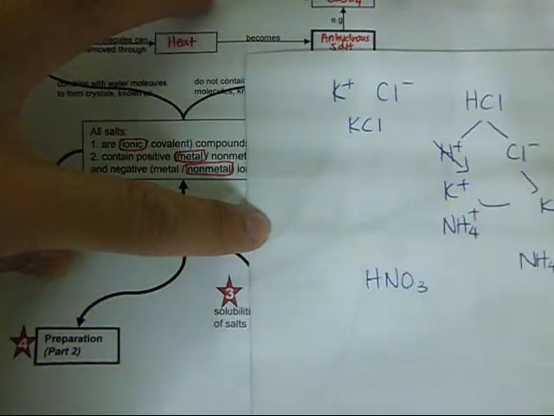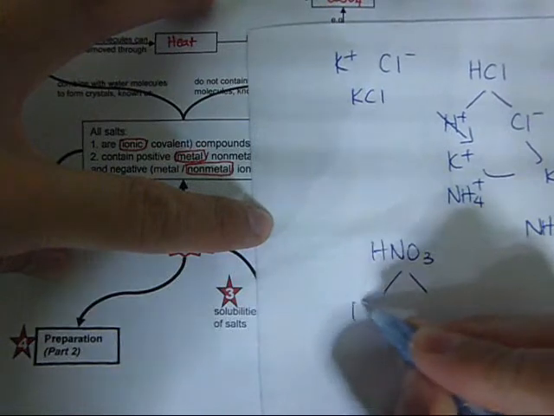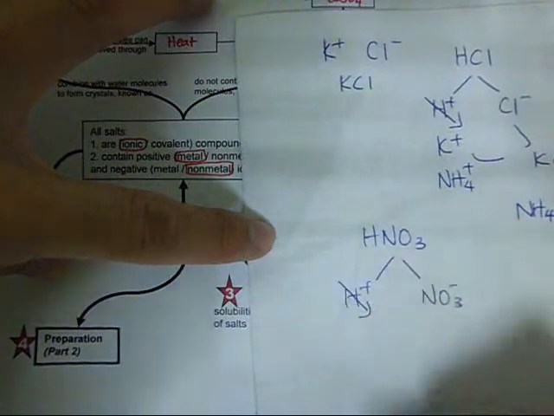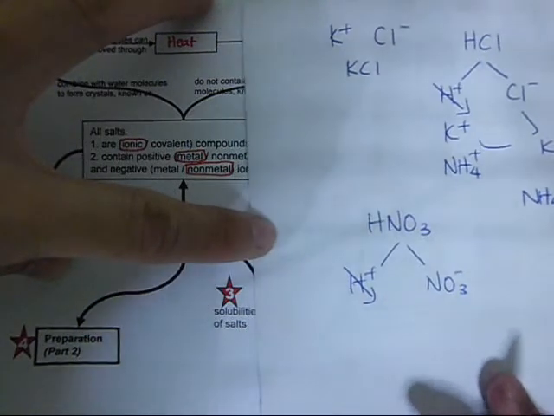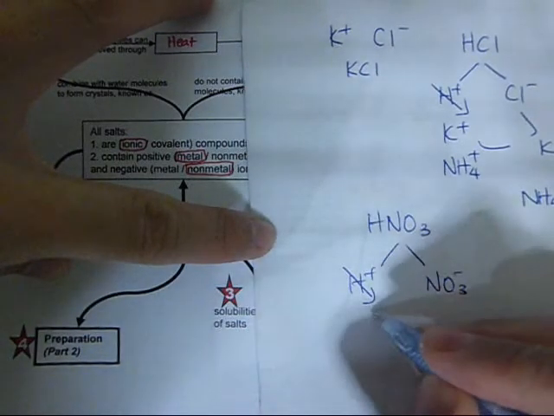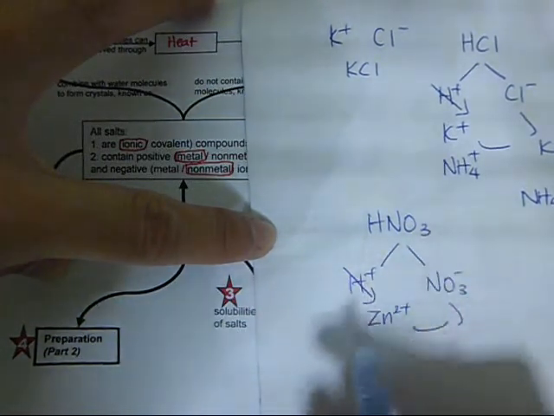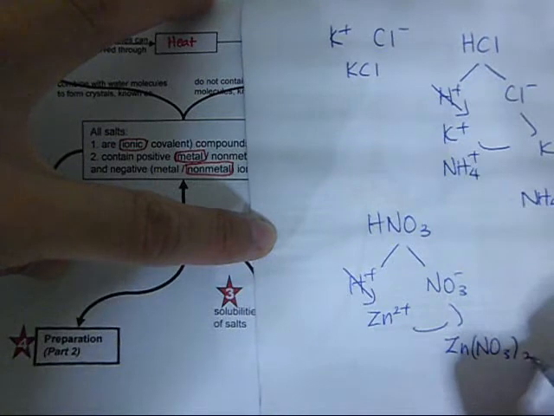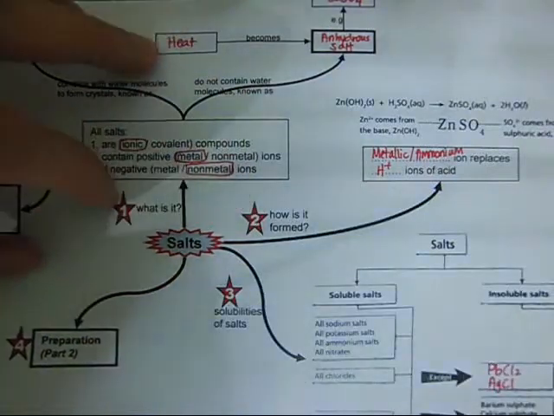Another example would be nitric acid. Nitric acid is an example of an acid, and it consists of hydrogen ion as well as nitrate ion. When this hydrogen ion is replaced by a metallic ion or an ammonium ion, a salt is formed. For example, when the hydrogen ion is replaced by zinc ion, what is formed is zinc nitrate. So this is the formation of a salt.